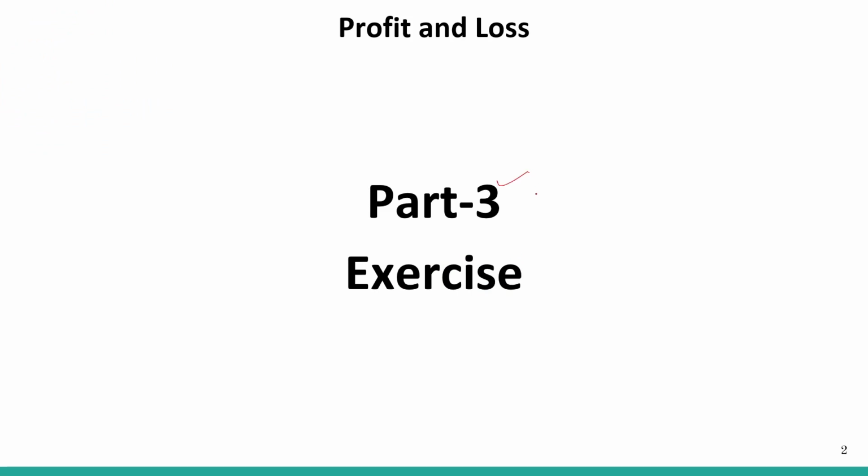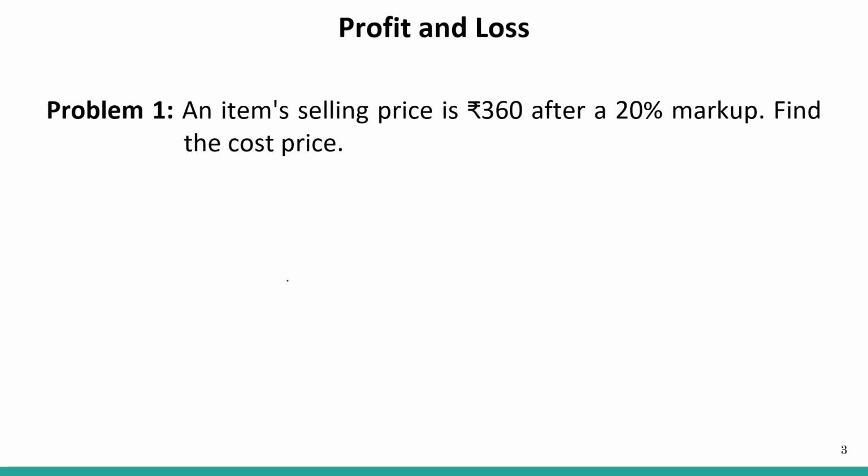So this is the third lecture in the lecture series on profit and loss, and we will be covering more exercise problems. So let's start with problem number 1. An item is selling at a price of 360 rupees, right? So this will be what? Cost price. So this will be cost price. Okay, so after 20% markup, so markup is 20%.